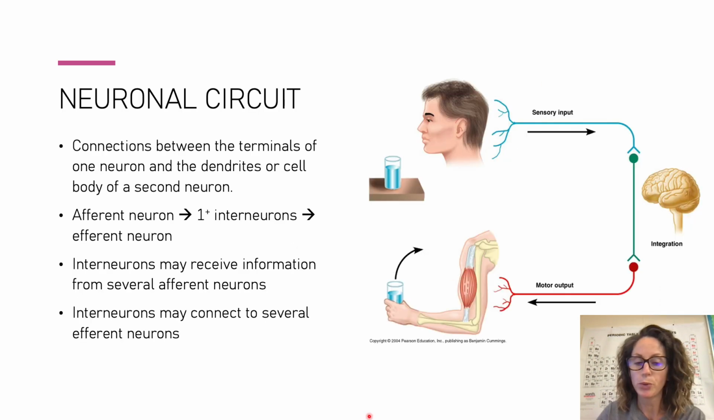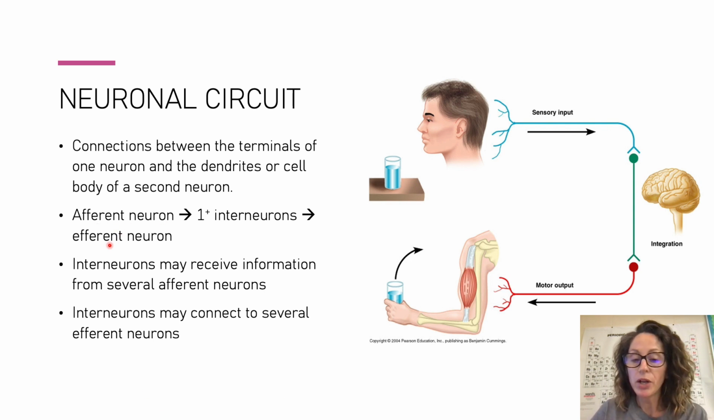So let's review the neural circuit. So again, we have connections between the terminals of one neuron and the dendrites of another neuron, or another cell body.